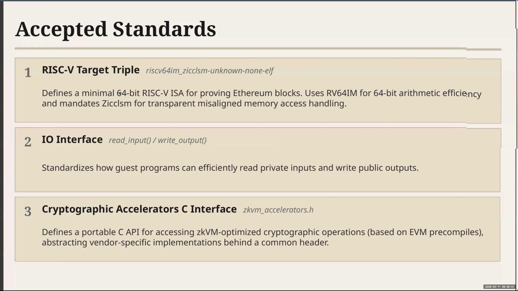It consists of 2 functions, read input and write output. This gives guest programs a portable and zkVM-independent way to receive private inputs and emit public outputs with zero-copy support for VMs that preload inputs into memory. Third is the cryptographic acceleration C interface. It's a C header that exposes EVM precompile-equivalent operations through a common C API. In this way, guest code doesn't need to know anything about the underlying vendor implementation.